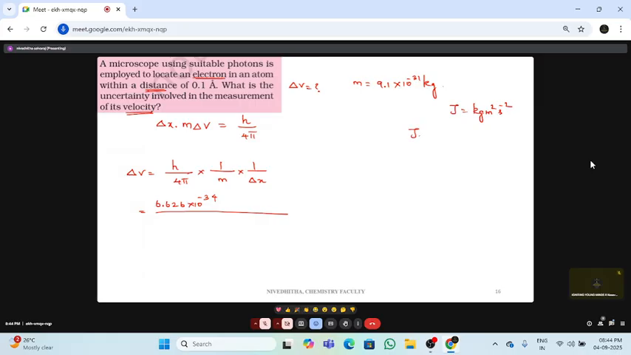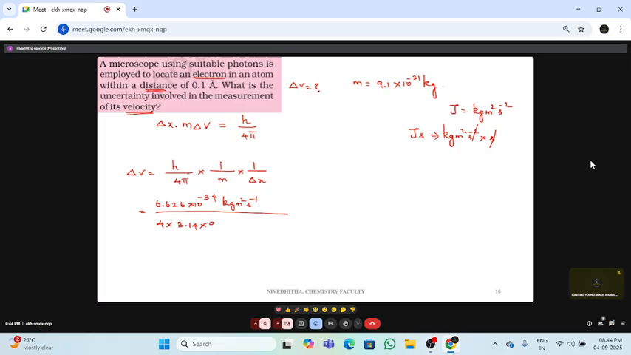The unit of Planck's constant is joule seconds, right? So the unit of joule I can write as kilogram meter squared second power minus 2, into seconds. 1 second and 1 second inverse will get cancelled out. So what will be the unit? Kilogram meter square second power minus 1. That's it. So 4 into what is the value of pi? 3.14. Yes, it is 3.14.